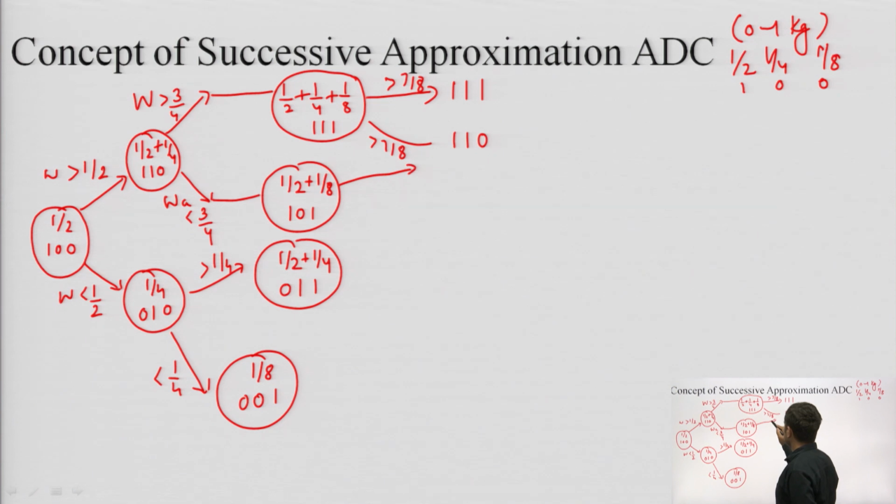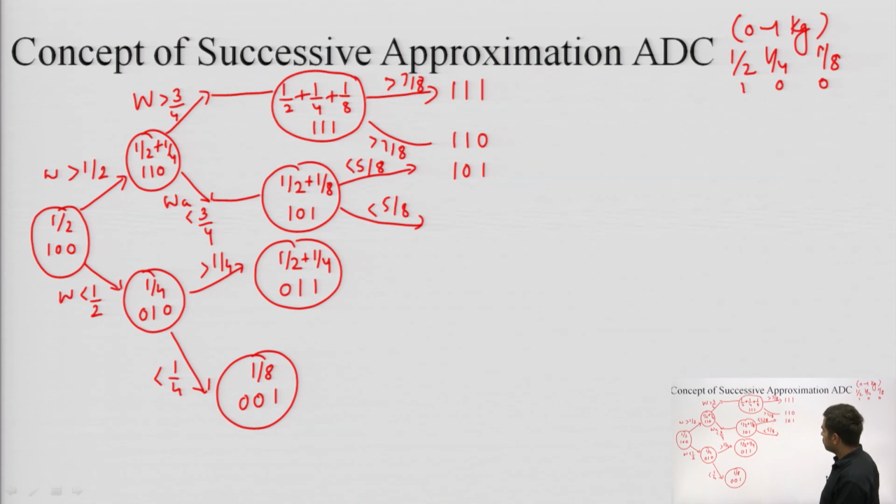Similarly for this branch, if it is greater than 1 by 2 plus 1 by 8, now I have no more smaller weights that I can add, there is no 1 by 16 here. So there is nothing I can do with this, so it will be 101. So it is 7 by 8, and now I am checking here as 5 by 8. For greater than 5 by 8 I have no other option, but for less than 5 by 8 I can remove this last 1 by 8, so that it becomes 100.